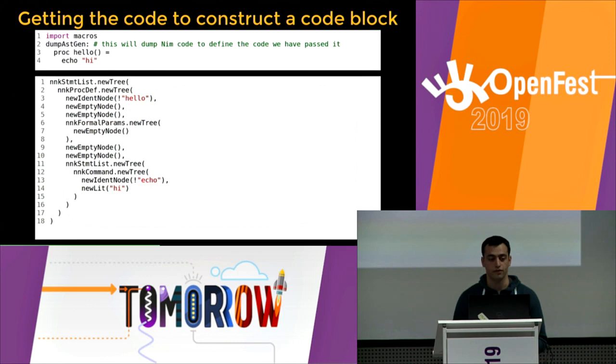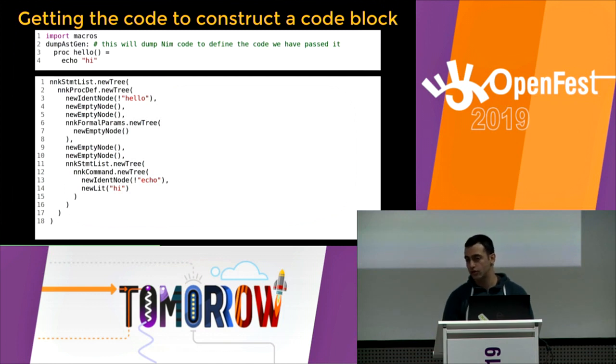But we can do some other cool stuff, like we can call dumpAstGen on a code block. That's part of the macros module. And in this case, the code block is defining a procedure, a function, which basically prints stuff to the console. And dumpAstGen is not going to give us the representation of the AST, but it's going to dump us the Nim code which would be necessary to generate that code. So that's a really nice and easy way, if you're wondering how to write a complex macro and you know how the final result should look, you can dump the AST generation required for it, and then figure out how to finish your macro.